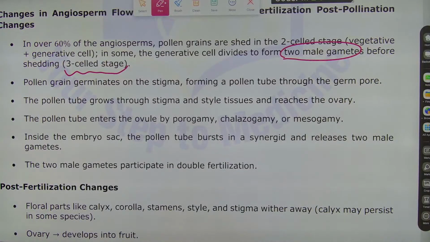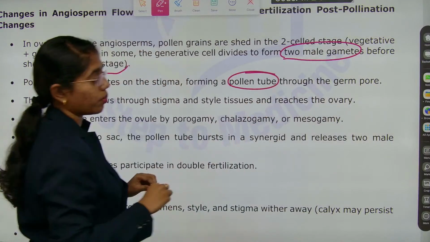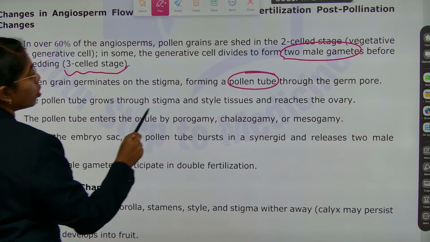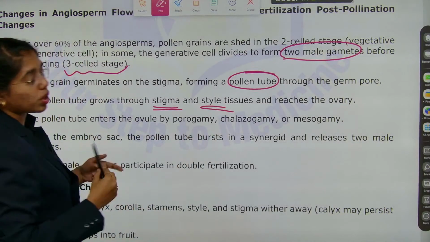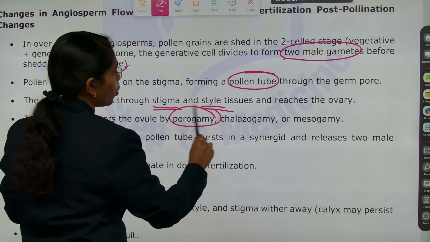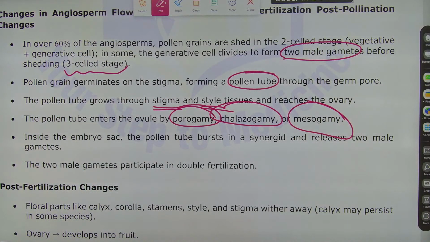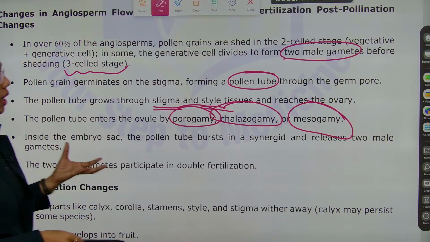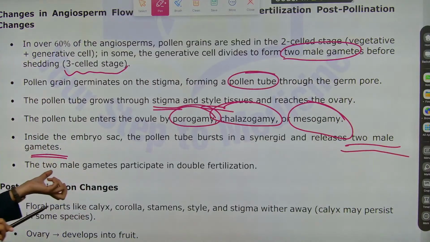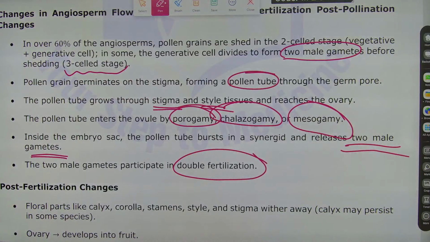Next, the pollen grain will germinate on the stigma forming what? Pollen tube. Pollen grains germinate on the stigma forming a pollen tube through a germ pore. Next, the pollen tube will grow through the stigma and style tissues and reach the ovary. The pollen tube enters the ovule by porogamy, chalcogamy or mesogamy. Inside the embryo sac, the pollen tube will burst in a synergid and release two male gametes. The two male gametes will participate in double fertilization. Clear till here? Any doubt anywhere?